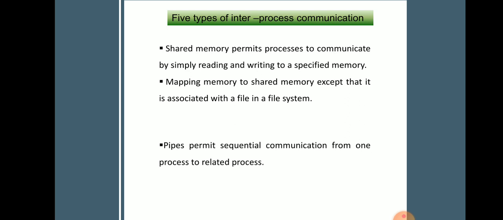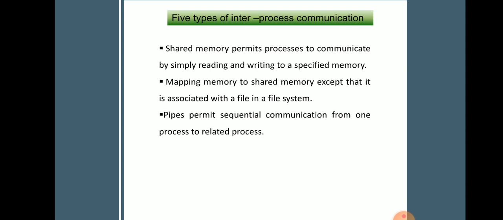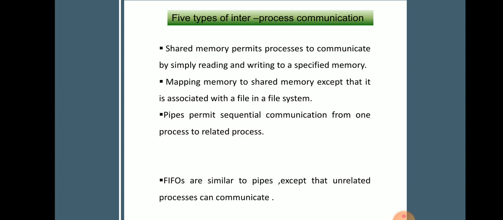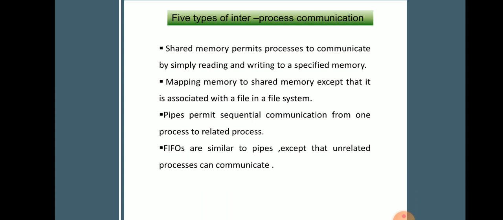The third is pipes, permitting sequential communication from one process to a related process. The fourth is first in first out, FIFO, which is similar to pipes except that non-related processes can communicate because the pipeline is given a name in the file system. And the fifth is the socket, which supports communication between unrelated processes even on different computer systems.